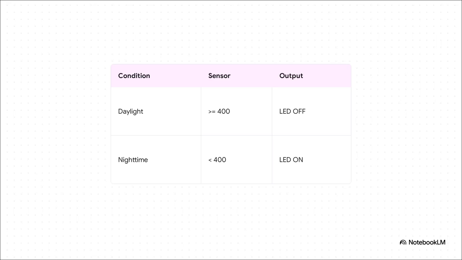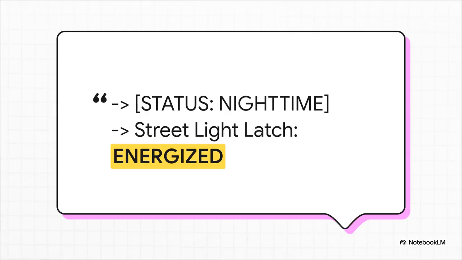But fast forward to scenario B. Nighttime. The sun sets, resistance spikes. The Arduino reads a plummeting value, say 185. Since 185 is much less than 400, that condition triggers, the pin goes high, and the street LED physically turns on instantly. Now, while this is happening physically out on the street, engineers can actually monitor the system digitally.